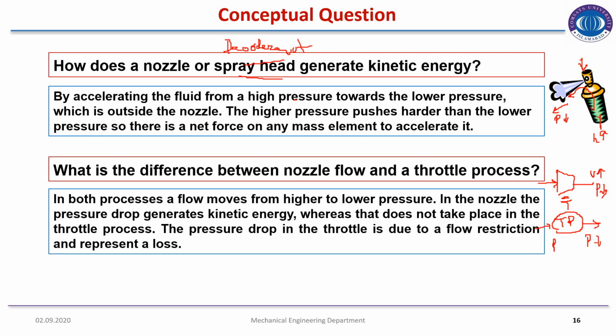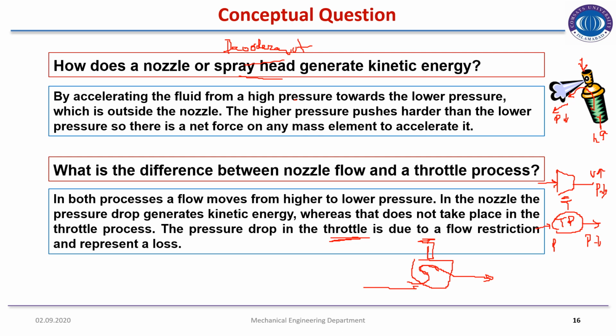In the nozzle, the pressure drop generates kinetic energy, whereas that does not take place in the throttle process. The pressure drop in the throttle process is due to the flow restriction and represents a loss. So you know that throttle process is highly irreversible. You see that the direction of flow is changed in the valve. The mechanism of the valve is such that the direction of the fluid is changed.